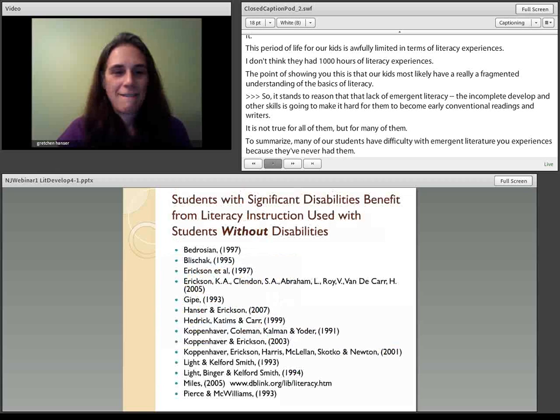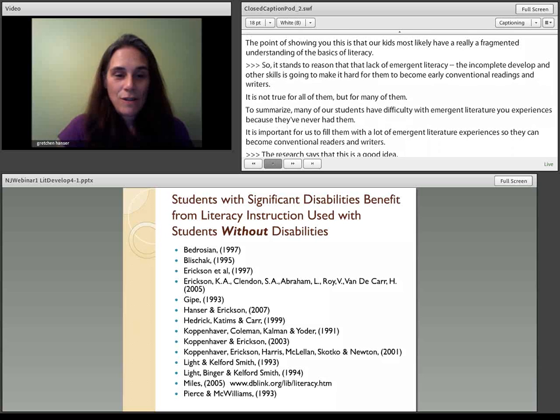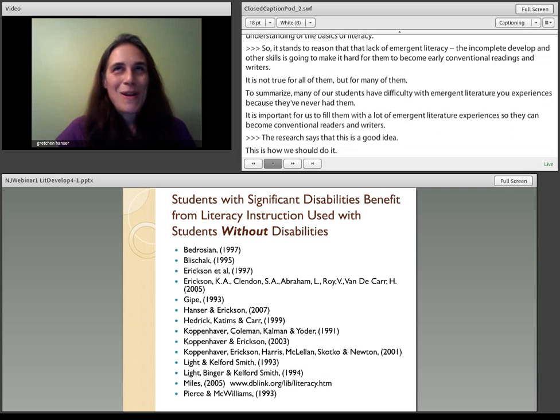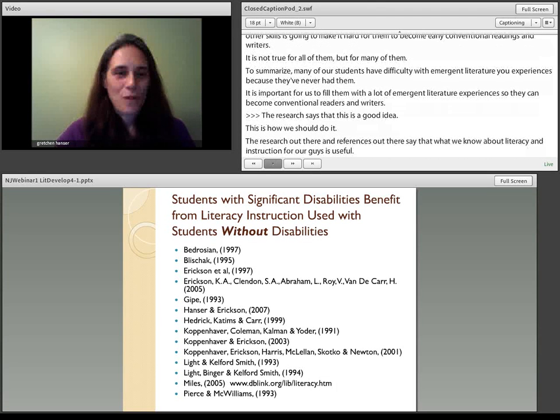And so the research says this is a good idea. This is how we should do it. The research out there and the references out here say that what we know about literacy instruction for our guys is useful. What we know about literacy instruction for kids without disabilities is beneficial for our guys. So we need to be doing the same things for our guys that we do with kids without disabilities.